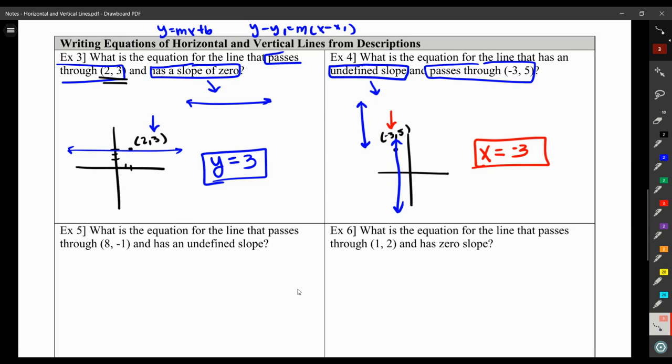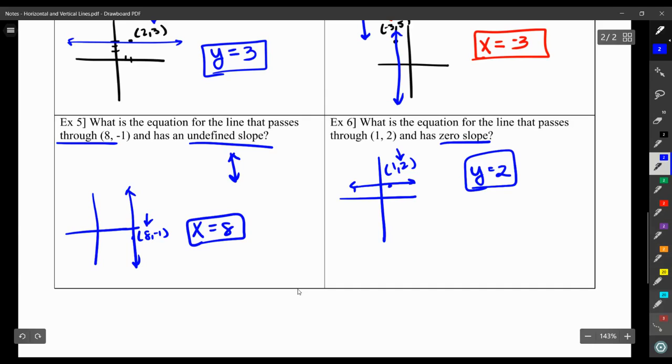Pause the video, see if you can try example 5 and 6. And here are your solutions for 5 and 6. Undefined means vertical, so I need to be x equals, and the coordinate that it goes through has an x value of 8. 0 slope means I need to be horizontal, and that means it's a y equals, and the coordinate that it goes through has a y value of 2.